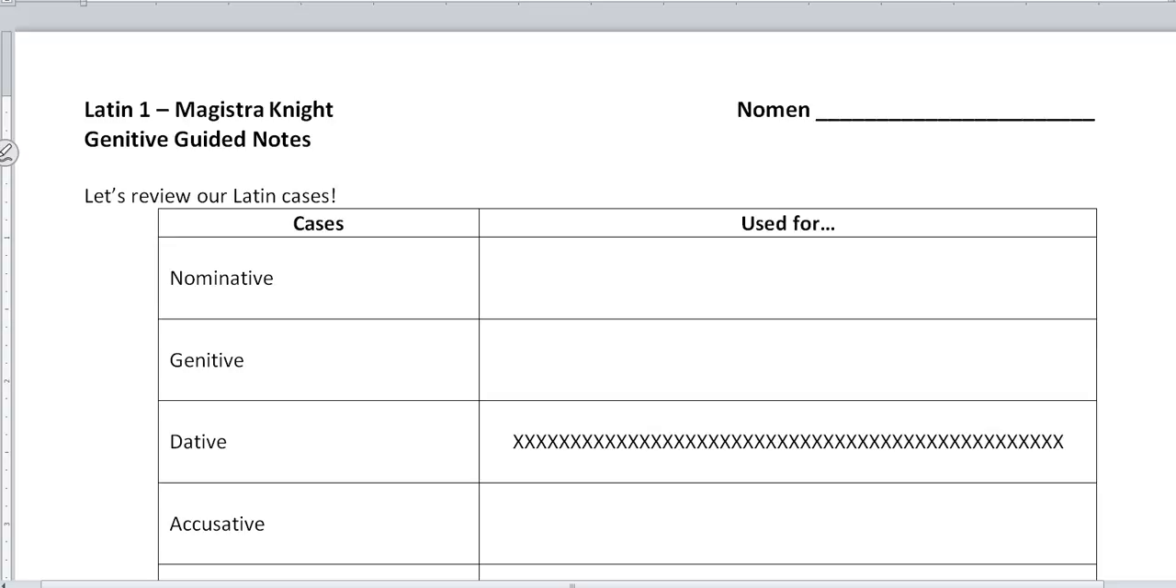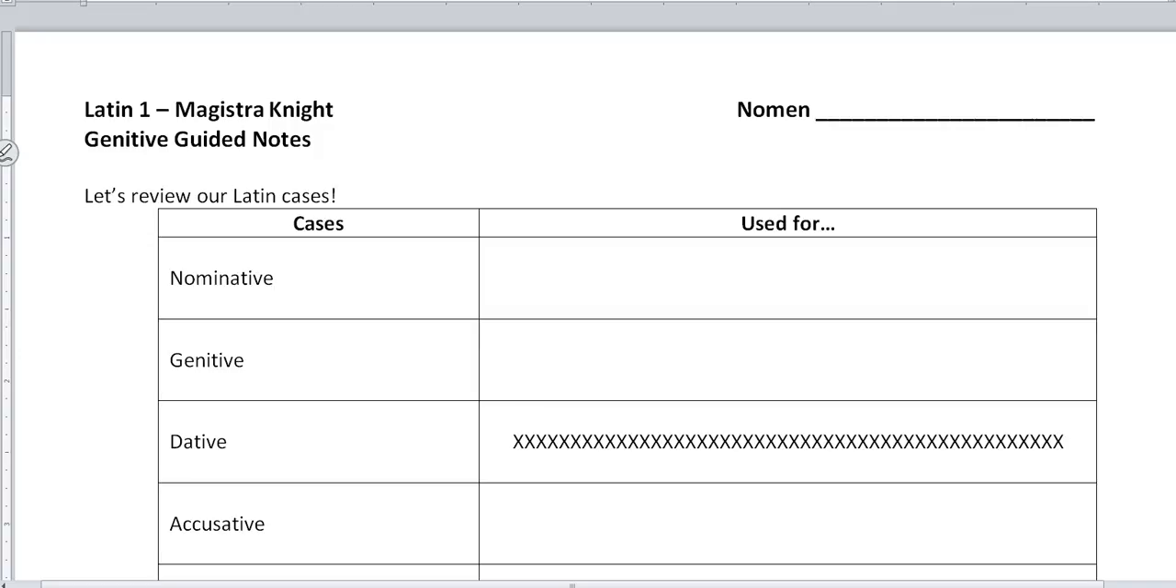So the first thing to know about the genitive are the forms, which are part of your noun charts, which you are in the process of memorizing with all the songs. You will need to know your full noun charts for your Chapter 11 test coming up next Friday, so a week from today, whenever you're watching this.